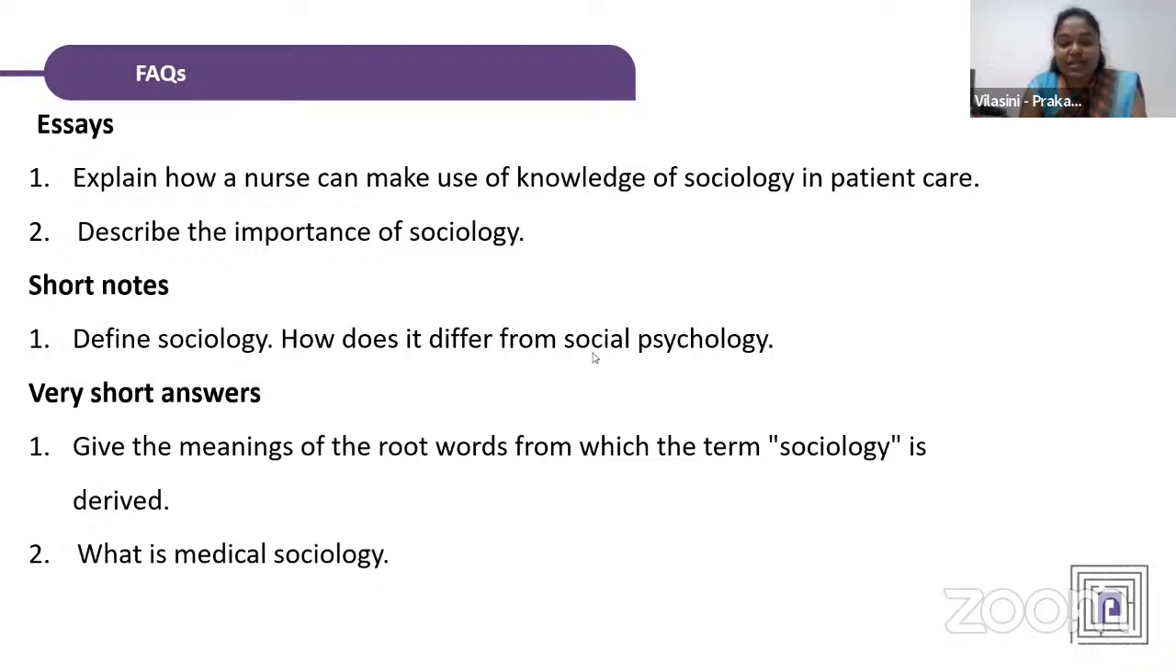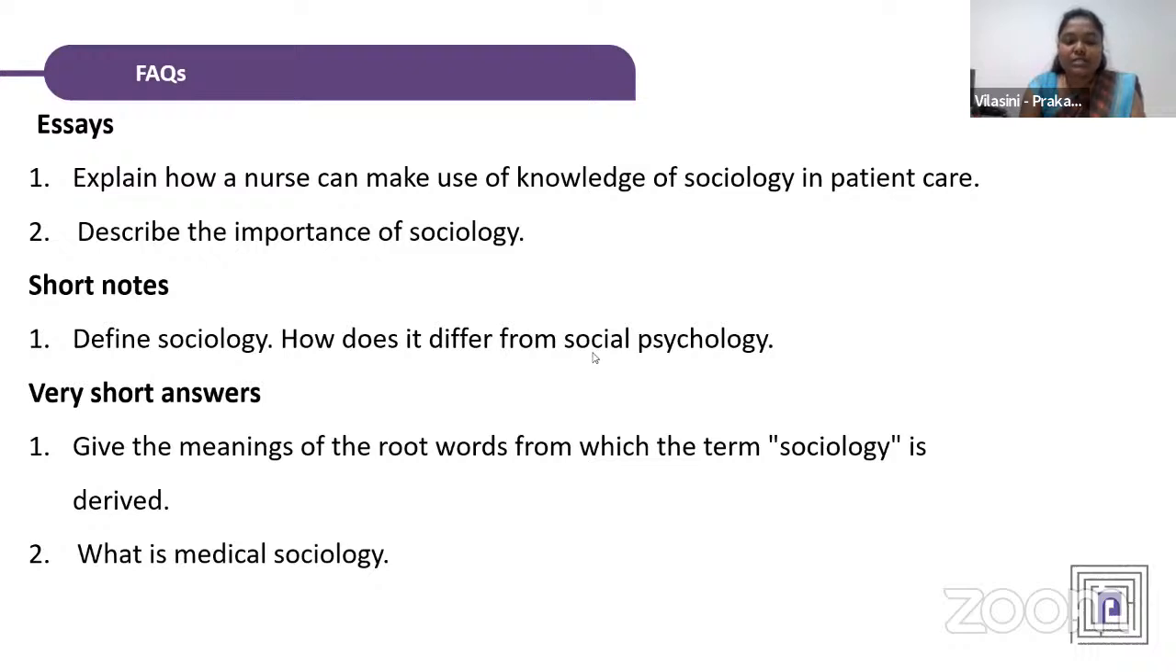So what is social psychology? To tell you very clearly, psychology studies the inner aspects of the mind of an individual. Sociology studies the external behavior of an individual. So social psychology deals with internal and external aspects of an individual. So you can elaborate on this and write according to the marks given. That is, the short notes will be given for 5 marks.